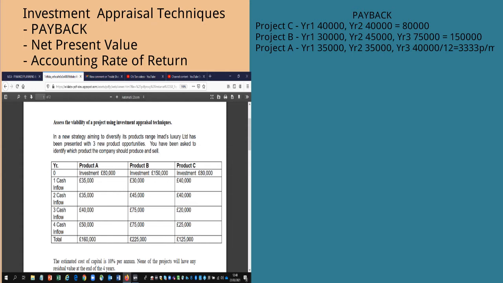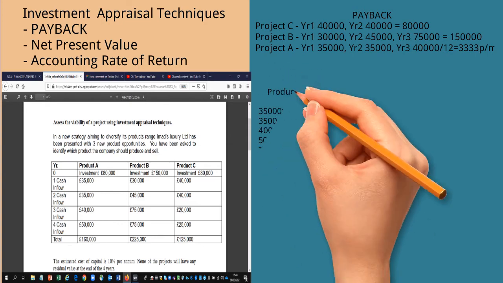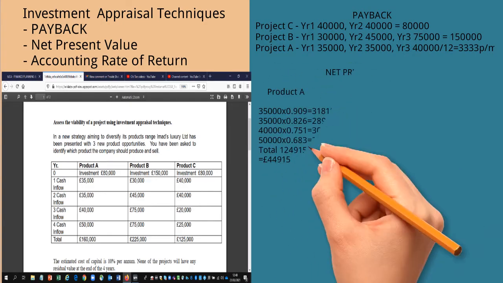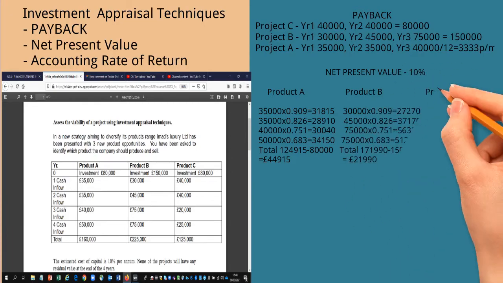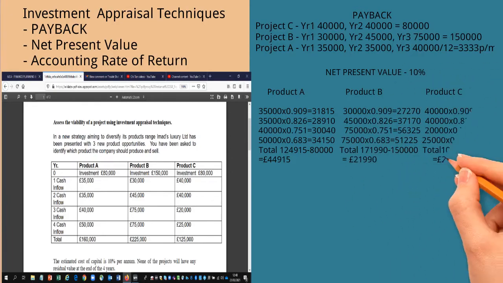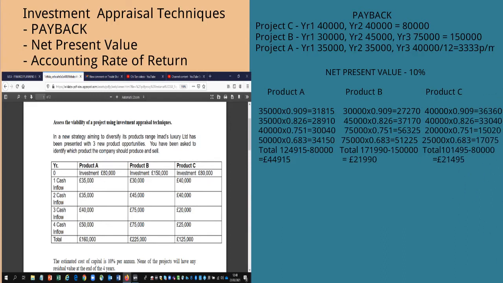Now, if we look at the next technique, which is the net present value, with this technique, we're saying, well, what's the true worth of the value of your investment over the period of time? And here we take a discount rate. So if we selected 10%, then you would take a discount factor, which would be provided in a standard template in a table. So if you took 9%, you would get year 1 discount rate, year 2 discount rate, and year 3.